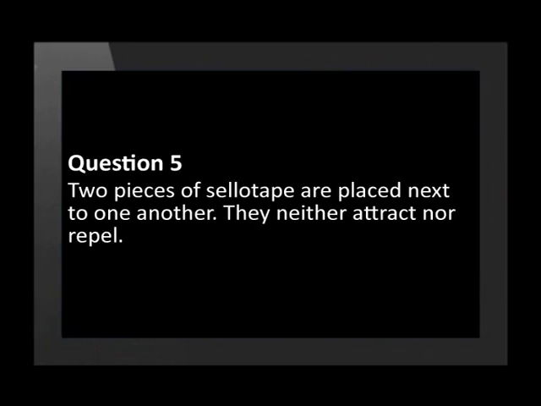The next question is about an investigation. The procedure and observations are first given. Then you are asked to provide evidence from this for 4 conclusions the investigator draws. There are 2 parts to this investigation. Both start with 2 pieces of sellotape which are placed next to one another. They neither attract nor repel one another.